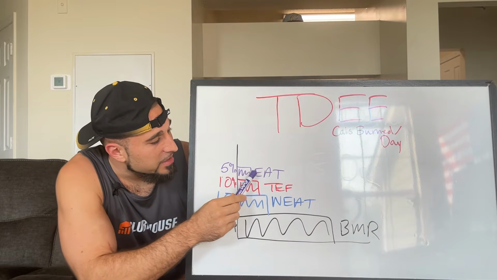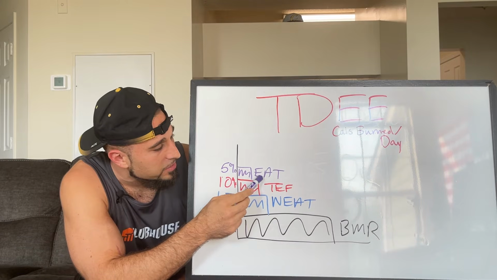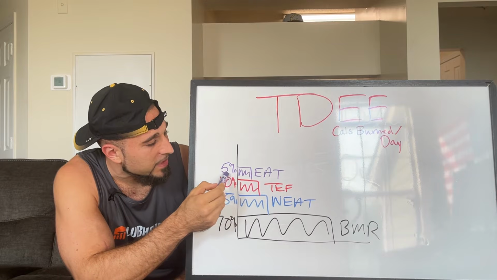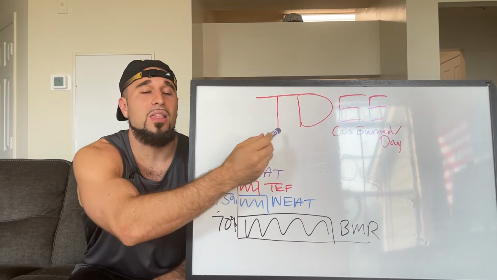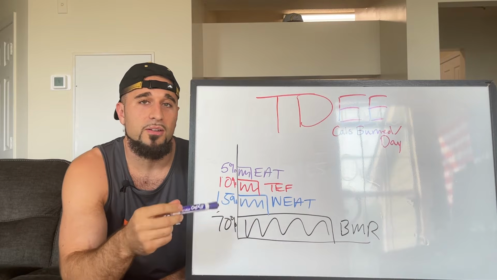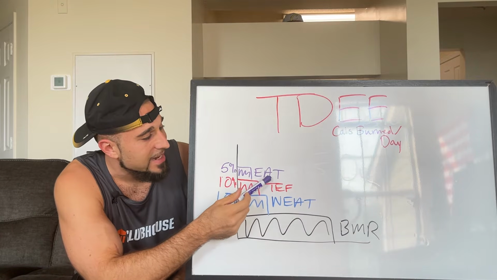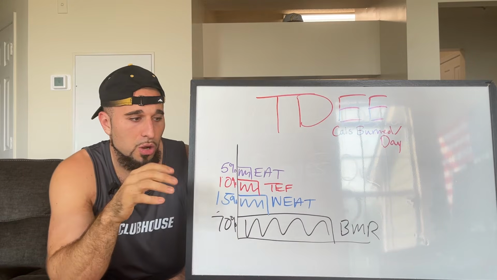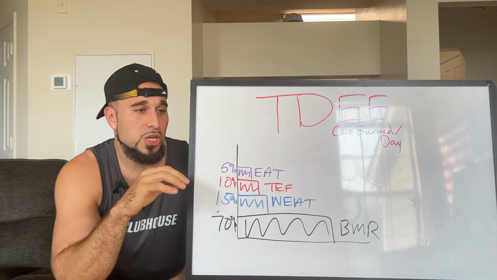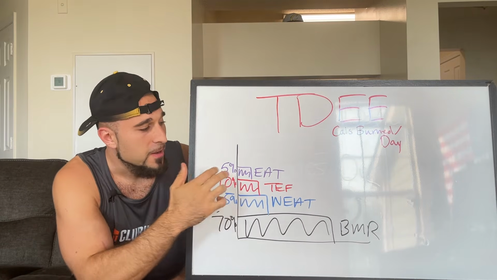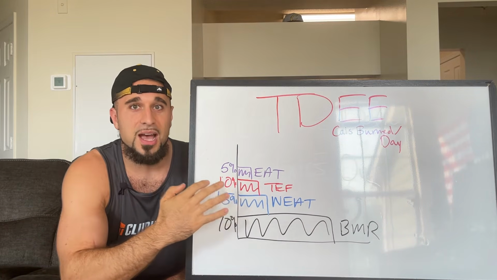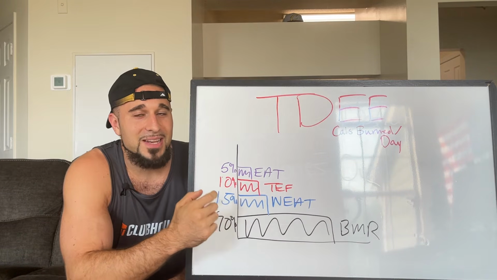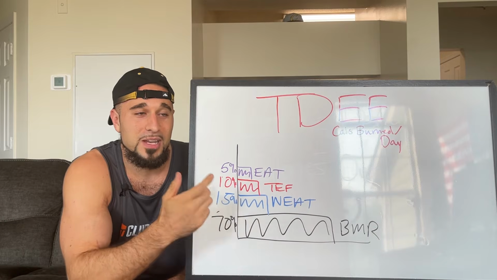And then last but not least, we have your EAT, your exercise activity thermogenesis. This takes up roughly 5% of how many calories your body burns throughout the course of a day. And again, this is just your dedicated bouts of exercise. So your 60-minute lifting session, your 45-minute cardio session, this is your dedicated exercise and how many calories it burns. It only takes up roughly 5% of how many calories your body burns throughout the day.